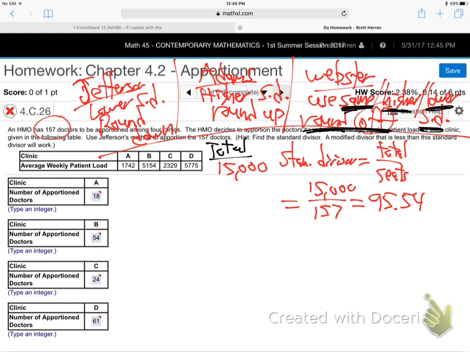All right. So what do I do? I've got to pick some lower divisor, since I'm doing Jefferson. How much lower? I don't know. I have no idea. This is where I kind of don't like this method. How about 94? I'm just guessing.